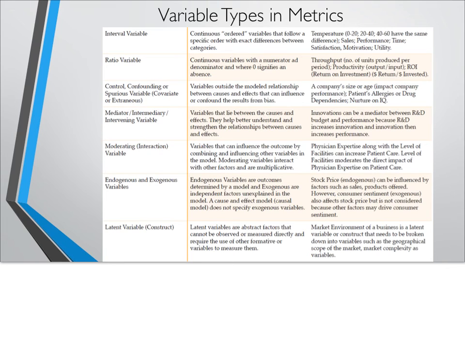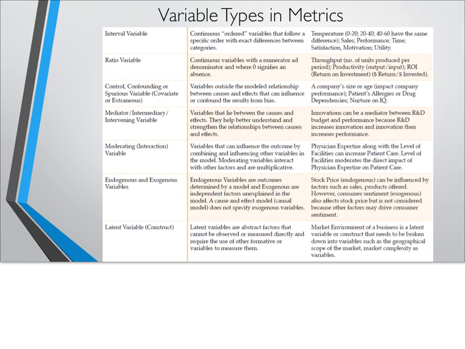Then you've got latent variables, which are abstract factors that cannot be observed or measured directly, but require the use of other formative variables to measure them. So if you wanted to ask, how do you measure something like a company's performance? It can't be measured directly. It can be measured indirectly through other things such as earnings per share, the productivity of the company, return on assets. So there are multiple measures.